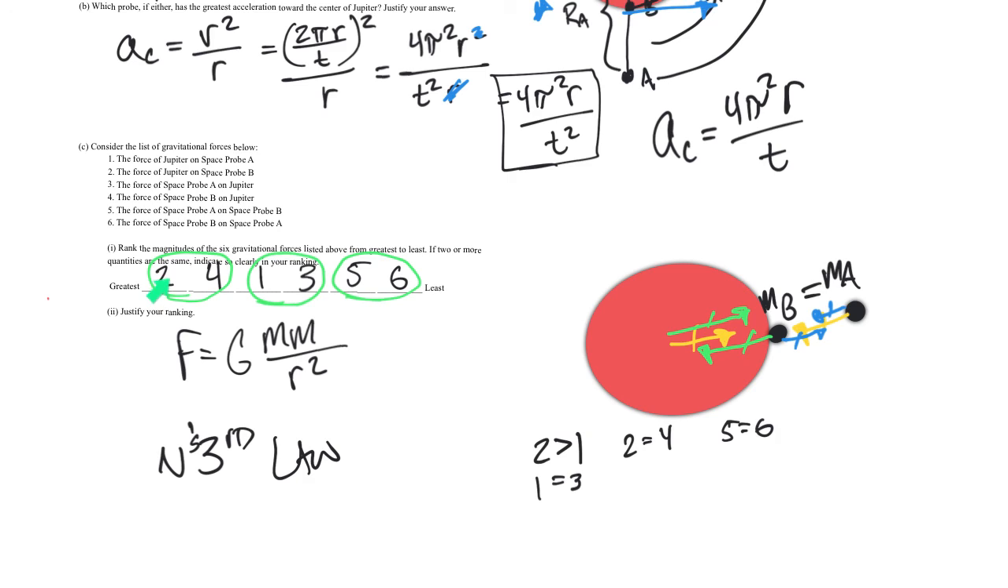So here's what I said. The forces on probe B are going to be the greatest, and the force on B is going to equal that of B on Jupiter. So 2 and 4 are the same. They are bigger than 1 and 3, which is the force of Jupiter on probe A and its reaction. These are less because of the bigger distance away. And because the masses of the probes are substantially smaller than the mass of Jupiter, the forces of the probes on each other are going to be the same as each other, but less than the others.